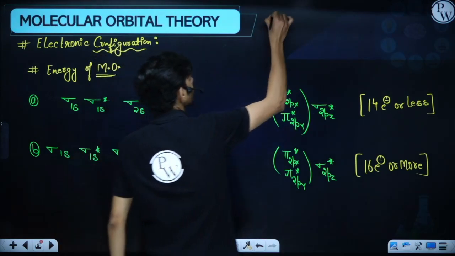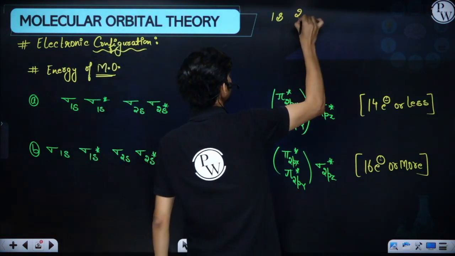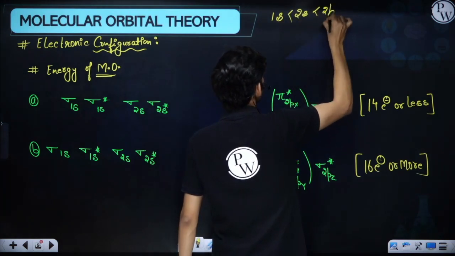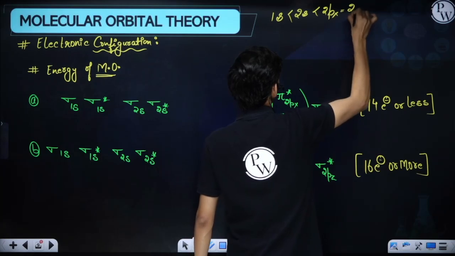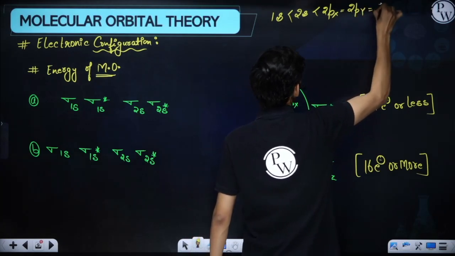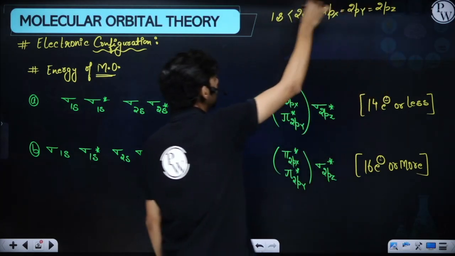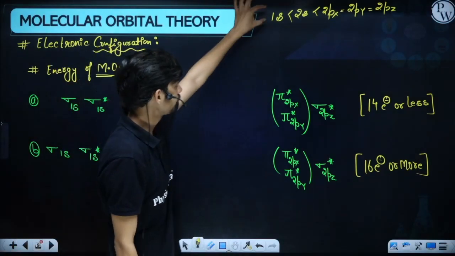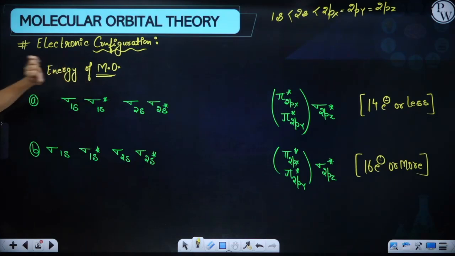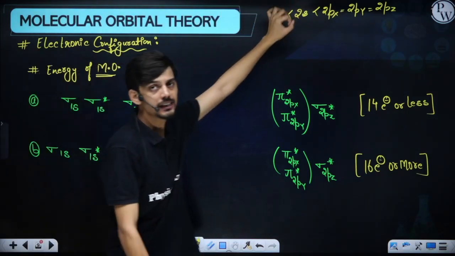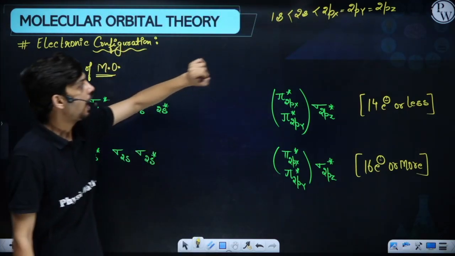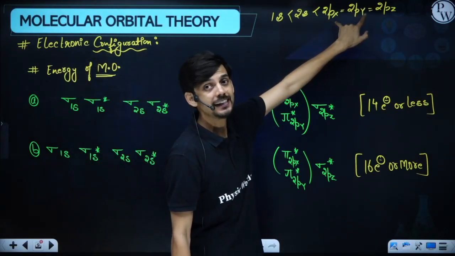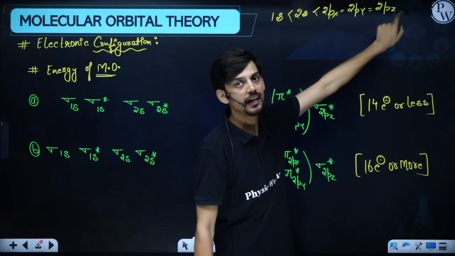Now see, in atom, we have this order of energy: 1s, 2s and then 2p. 2p has three orbitals of equal energy, 2px, 2py, 2pz. Each combination will give you two orbitals, one bonding, another antibonding. So 1s, bonding, antibonding. After that 2s, bonding, antibonding. After that px, py, pz. These two will give you pi bonding and antibonding. This will give you sigma bonding and antibonding.